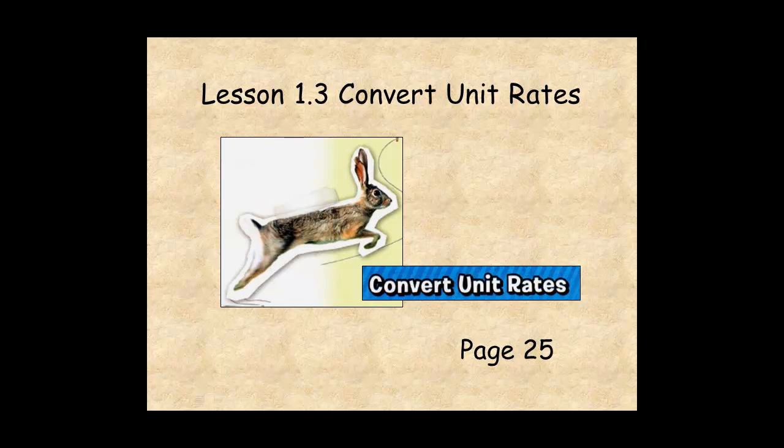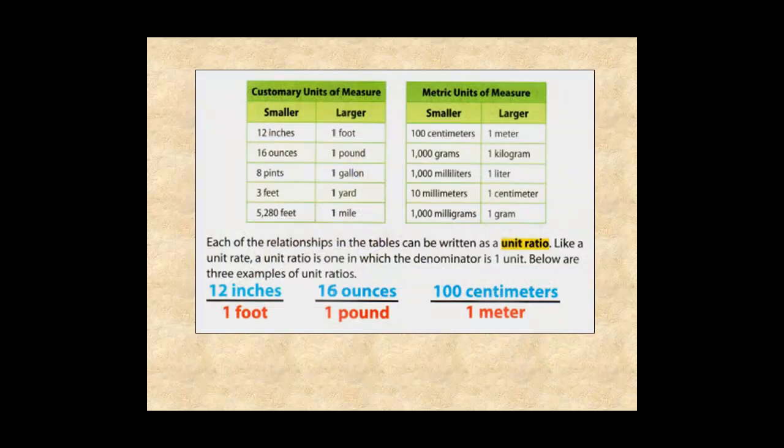This lesson shows you how to convert unit rates to equivalent rates. Here are some relationships between customary and metric units of measure. They are used to write unit ratios.